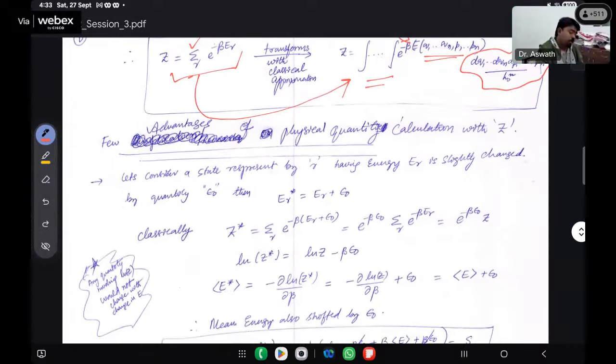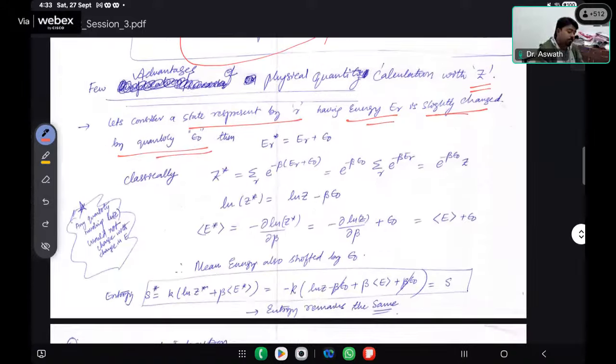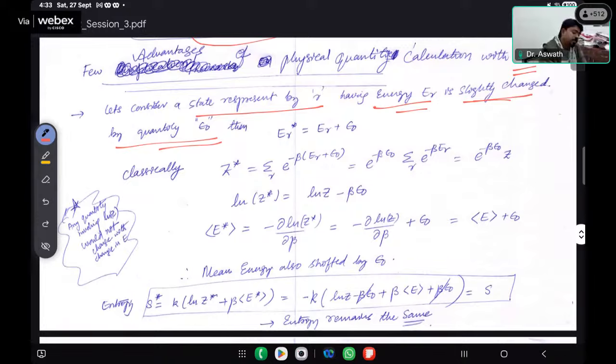And a few advantages of this physical quantity calculation using partition function. What are the advantages? Let's consider a state represented by r having some energy Er slightly changed by a quantity E naught. What I mean is, let's say a system is having some energy Er, some energy is coming from outside. Let's say E naught energy is coming from outside. So the new energy of the system is Er star.